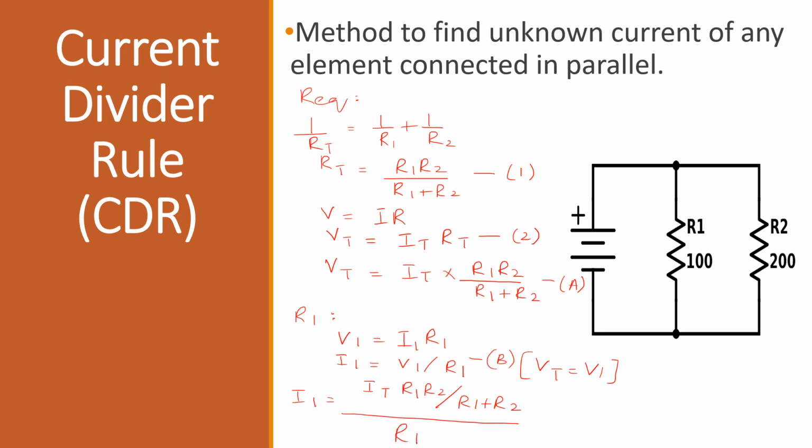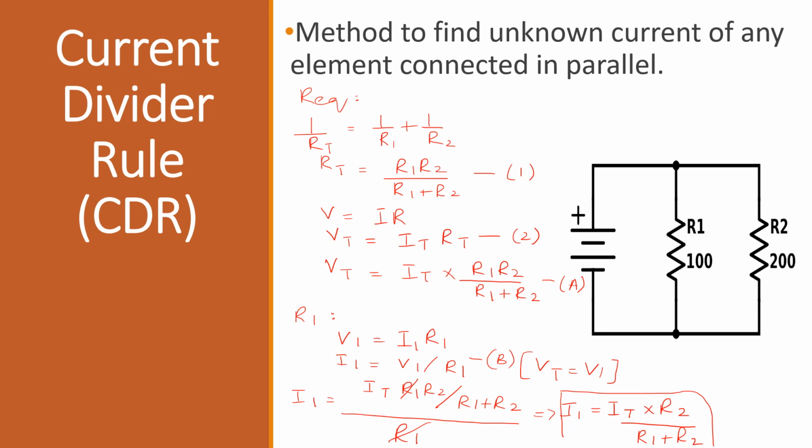Now this R1 will cancel this R1. So we'll get the final equation, which is I1 is equal to It multiplied by R2 divided by R1 plus R2. So this is the equation of unknown current across resistor 1.